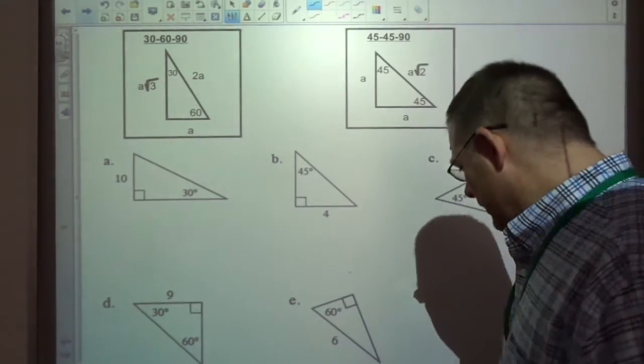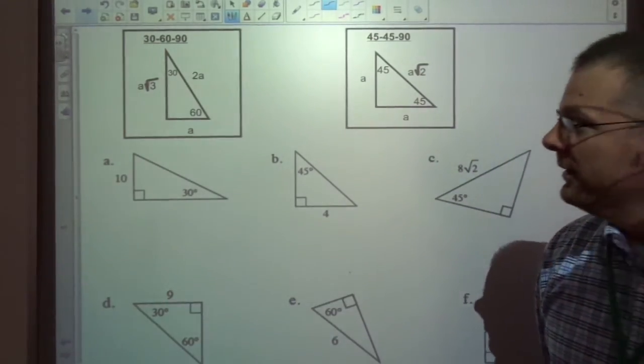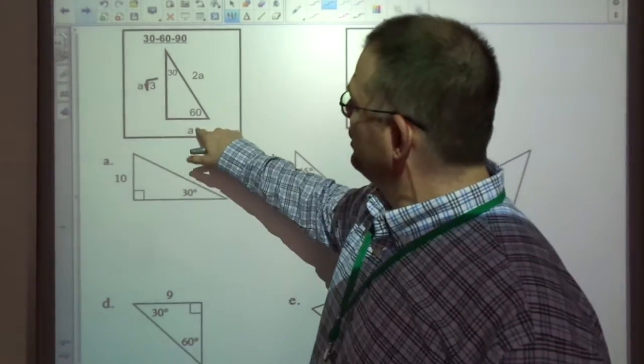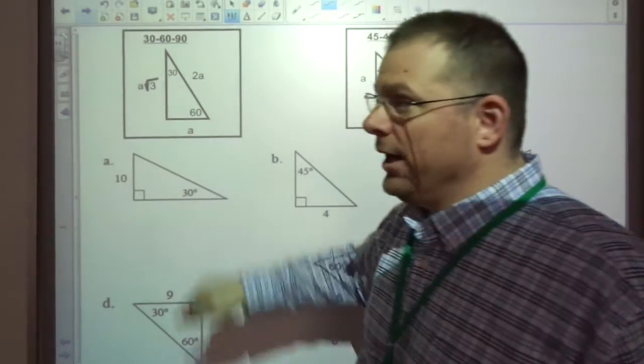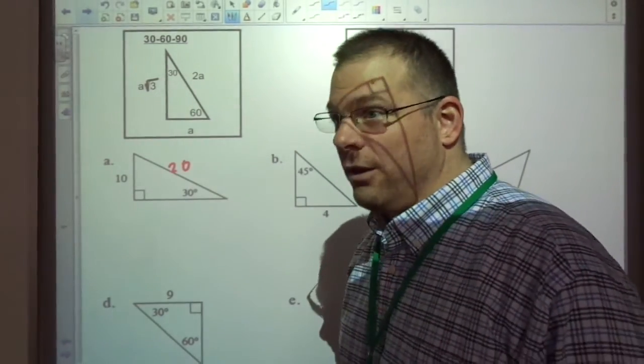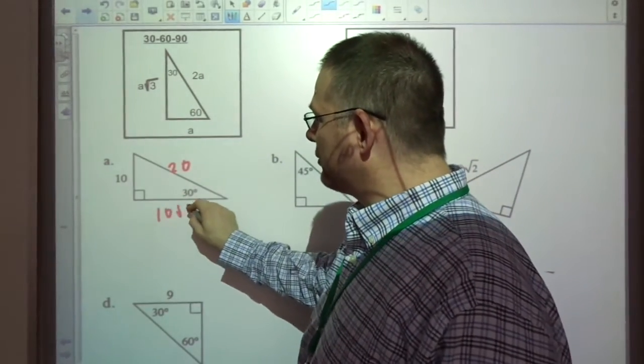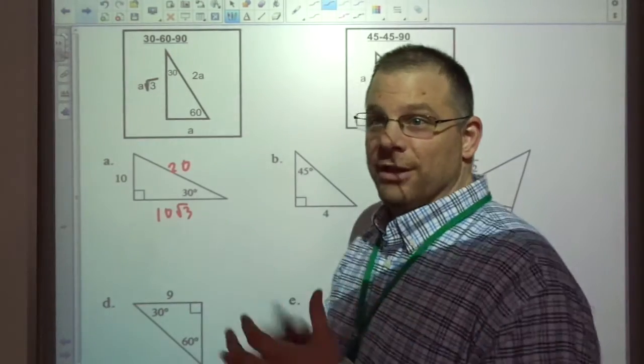There we go. So now we can look at some example ones. This first one's really pretty easy. They give us the short leg, which is like the A. So to find the hypotenuse, all you have to do is double it. So this is 20. To find the long leg, all you have to do is multiply it by the square root of 3. So this is 10 square roots of 3. Done.